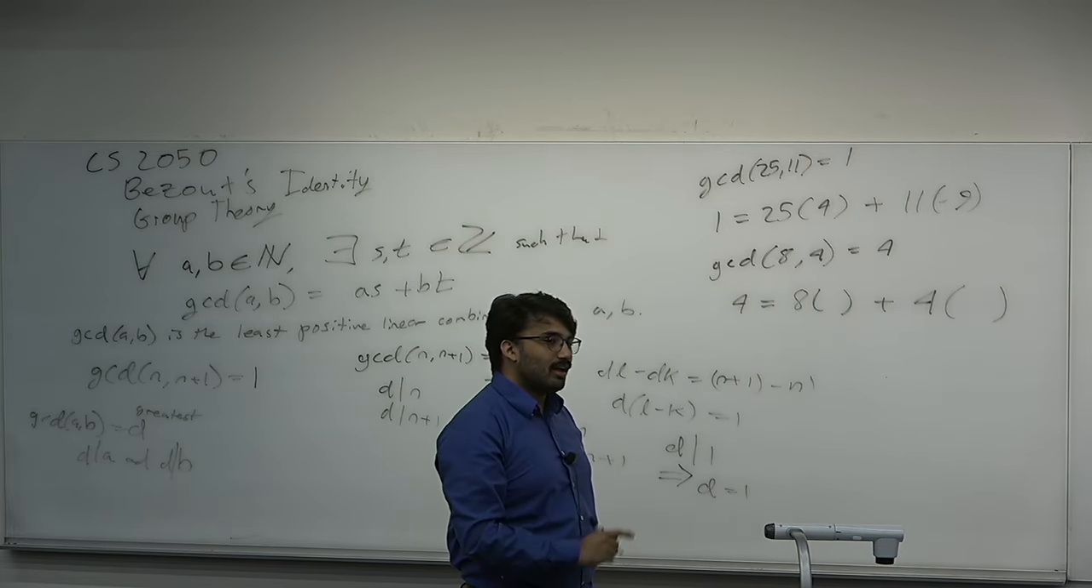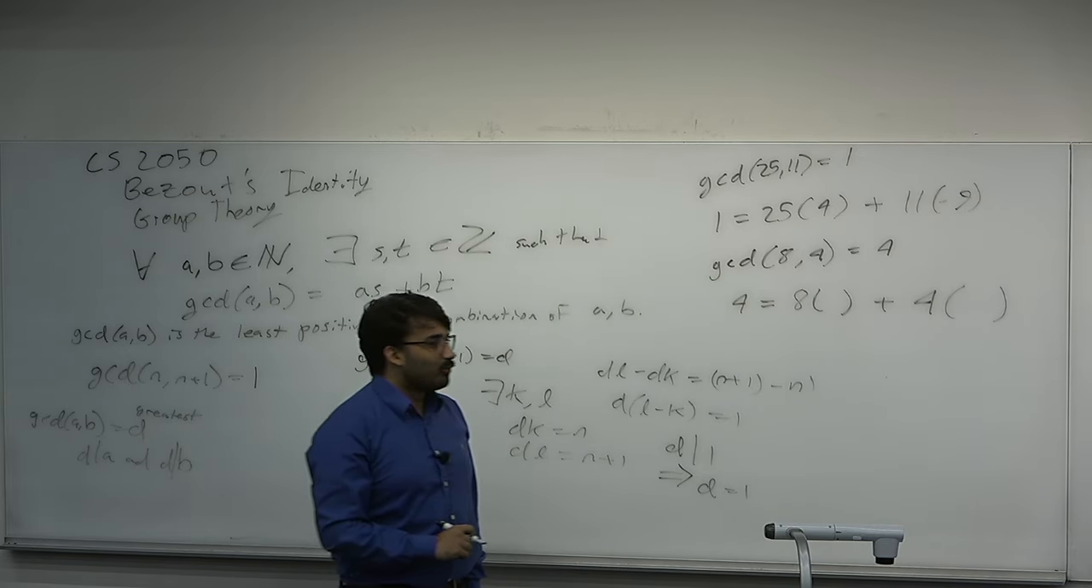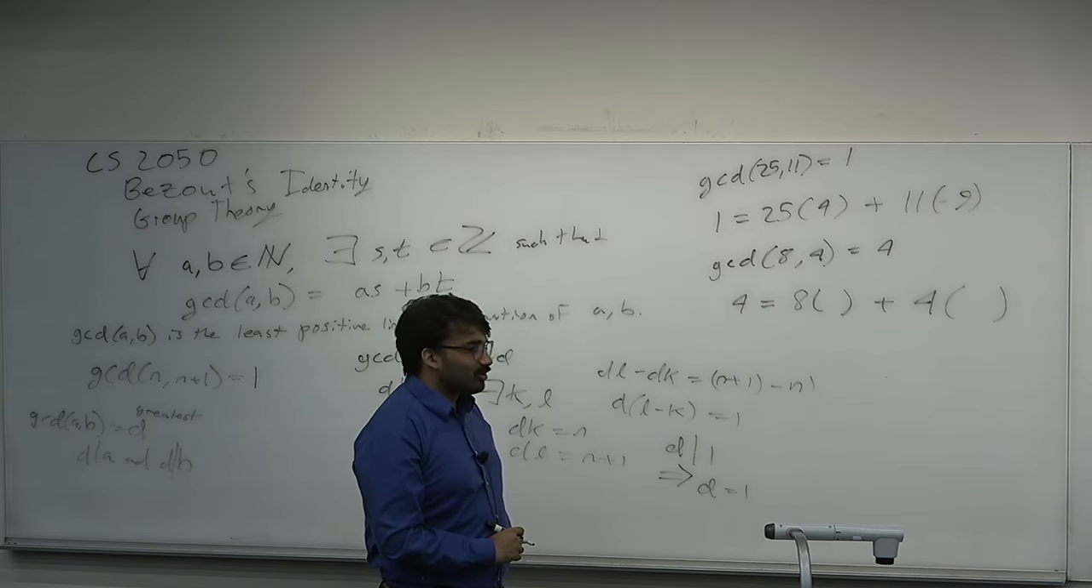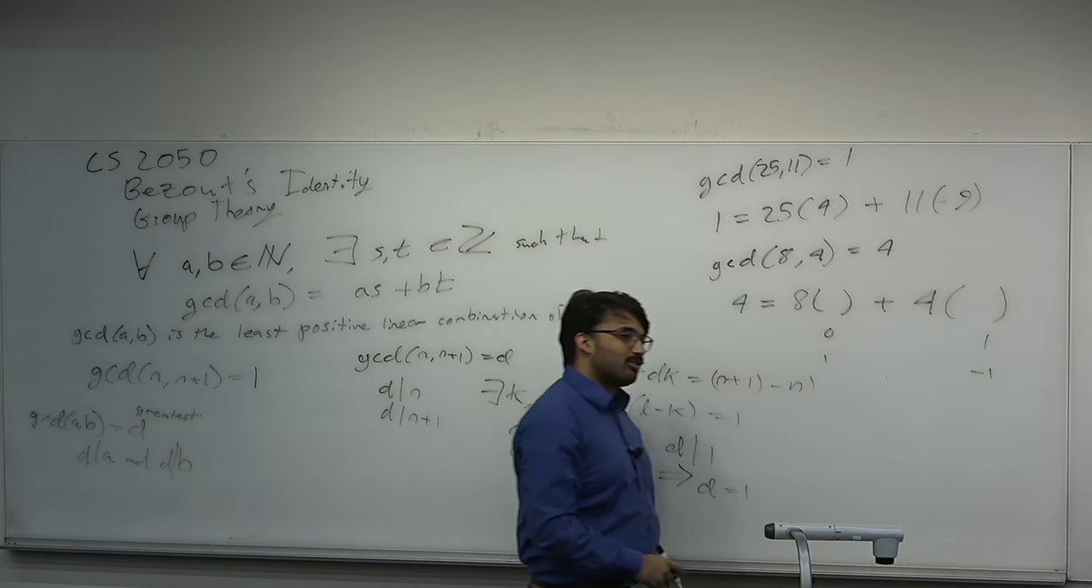Can I get a different? Actually, that works too well. Let me get a different non-trivial pair. 1 and negative 1. That also works. Okay. So we get 0, 1. We got 1, negative 1. Okay. Is there a third pair?